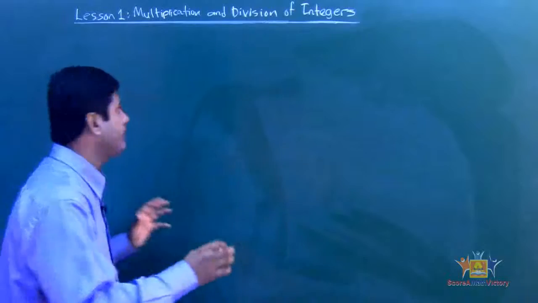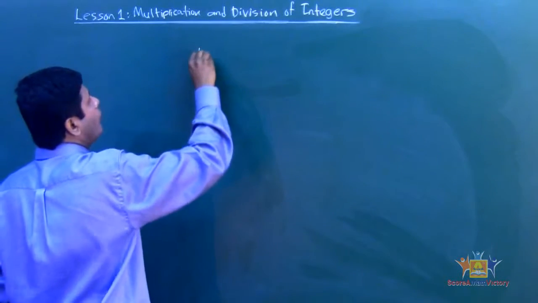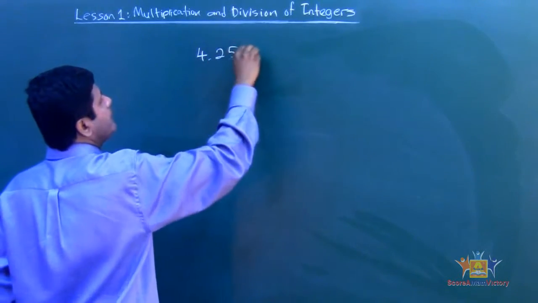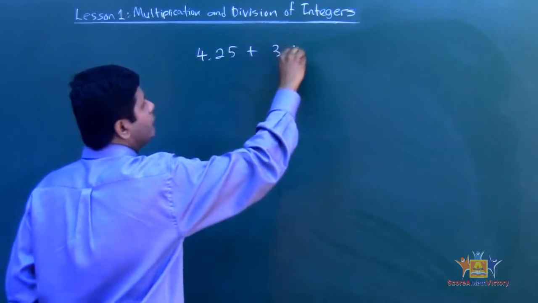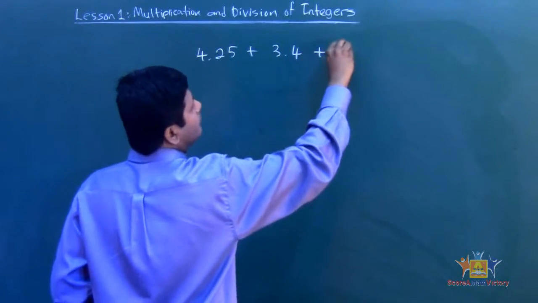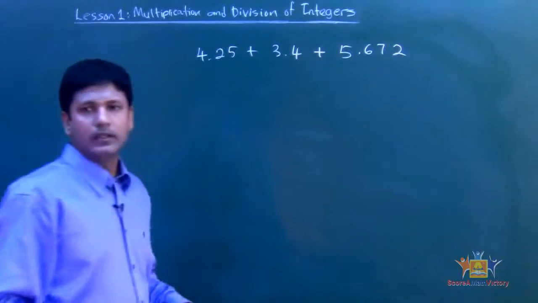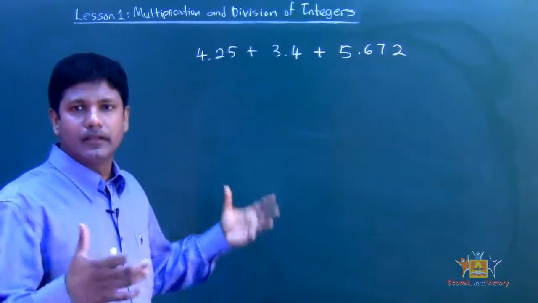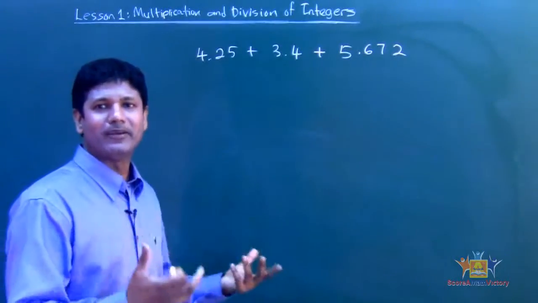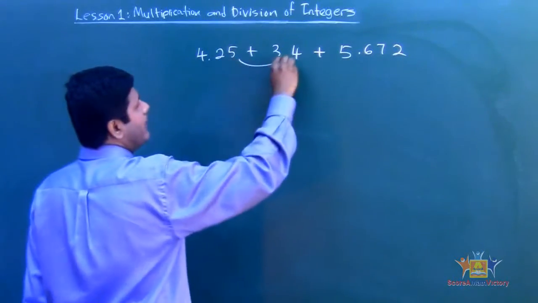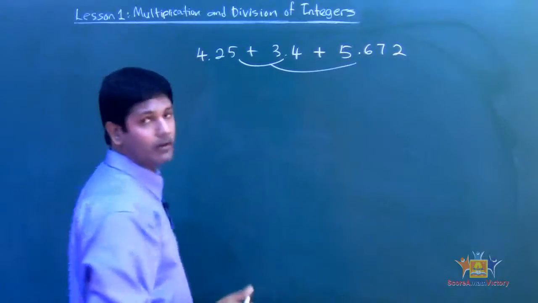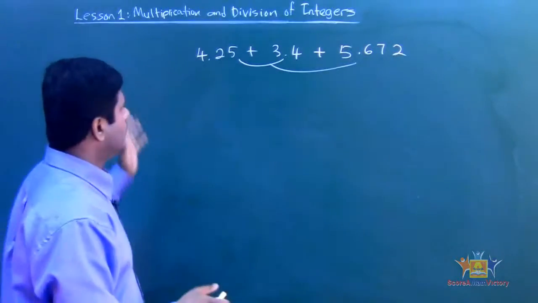Alright, my dear student, let's say for example, Mr. Mac gives you 4.25 plus 3.4 plus 5.672. How do I do something like this? Exactly, the pairing method. We're going to pair them up. We're going to add this first, and then we're going to add with that one. Alright, pretty straightforward.